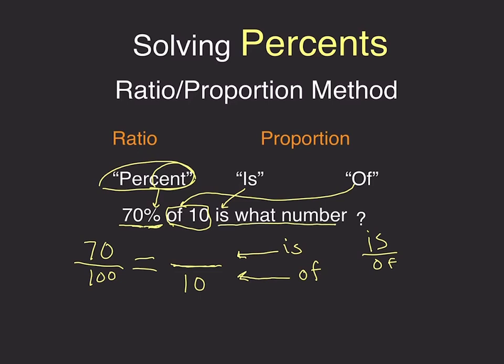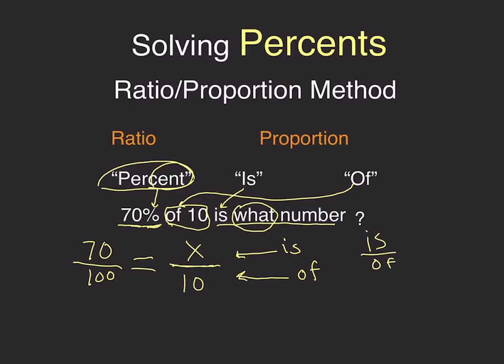So then it says 10 is what number? When you see the word what, we have to use a variable. We're pretty much saying what out of 10 is 70%. But instead of using a question mark, we can use the letter x to hold that place there. Now I have a proportion that we've set up. It's time to solve that.